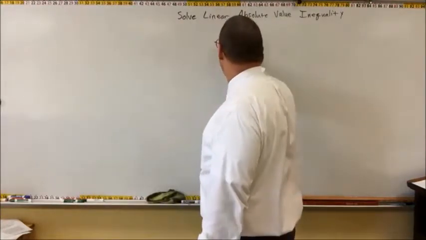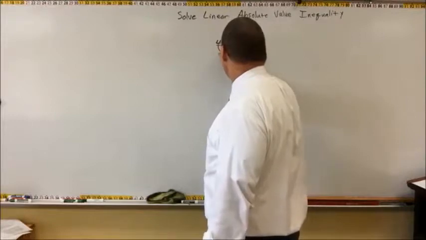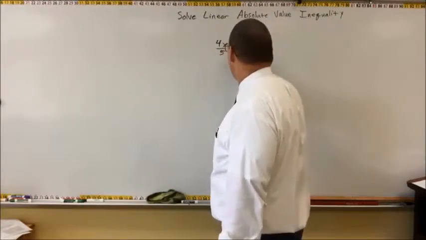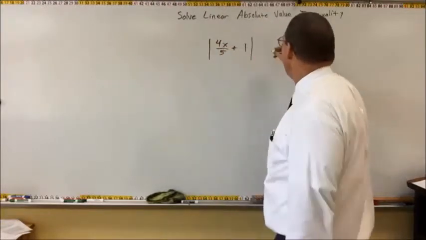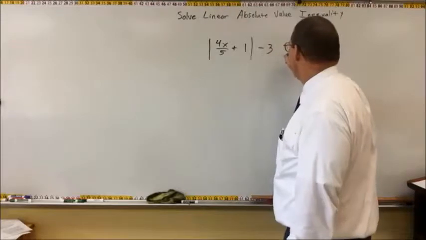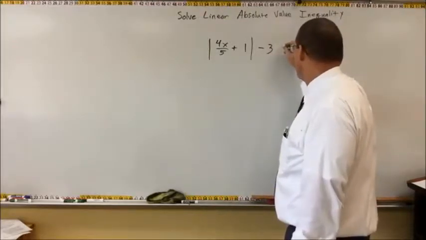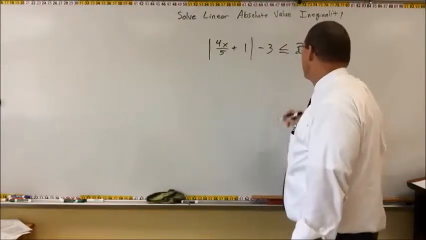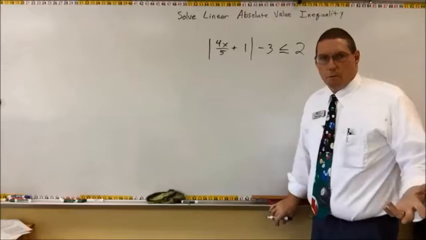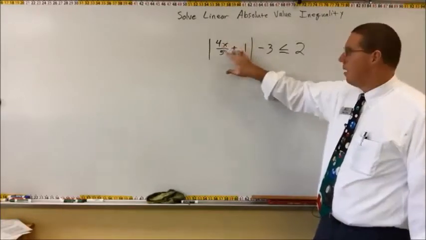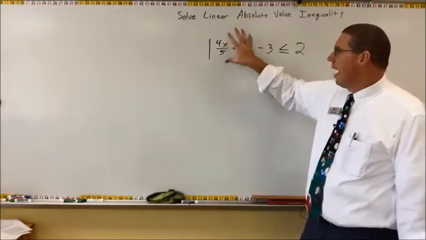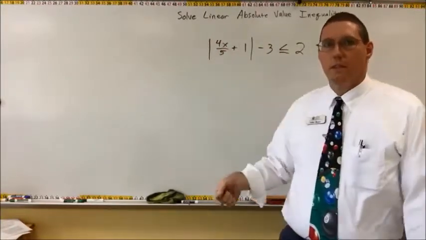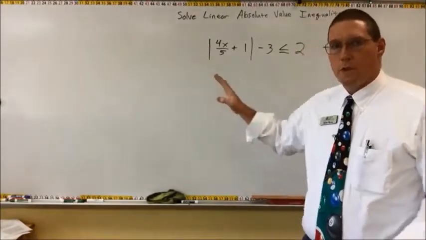All right, let's try the absolute value of 4x over 5 plus 1, and then let's put a minus 3 over here. And then let's say that this whole thing is less than or equal to 2. Okay? Well, here's another rule. You cannot mess with this absolute value thing until you have dealt with anything on the outside. You got to get rid of this stuff. You need to have the absolute value to be the only thing on the whole side of the inequality.